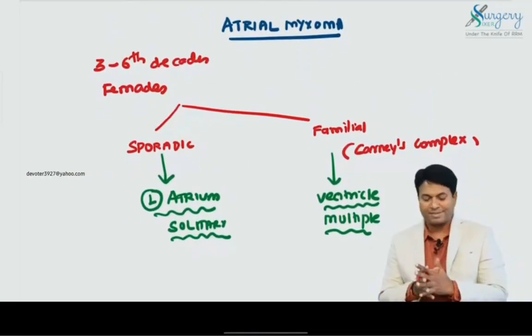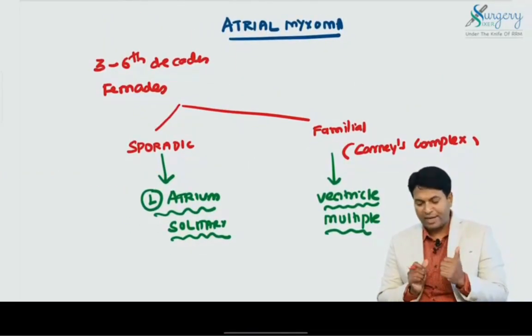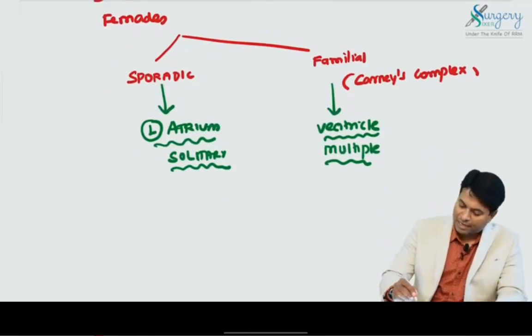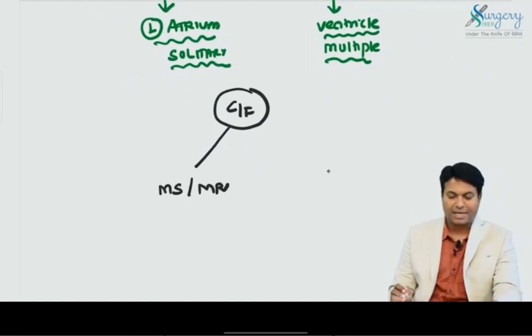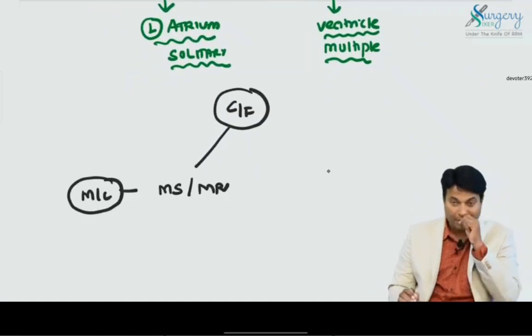Atrial myxoma is common in the 3rd to 6th decade among females. The sporadic form is common in the left atrium. The familial form is common in the ventricle and multiple. What is the clinical presentation of these cases? Especially the sporadic form presents with classical features of mitral stenosis or mitral regurgitation. The most common clinical feature of atrial myxoma is mitral stenosis or mitral regurgitation.